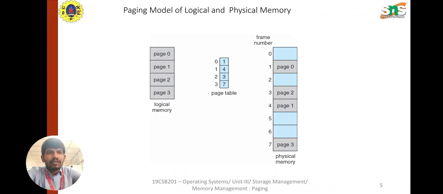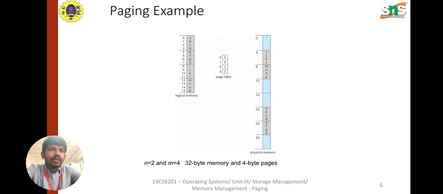Paging model of logical and physical memory. In logical memory we consider different pages 0, 1, 2, 3, and in physical memory the page table contains the frames 1, 4, 3, 7. So page number 0 is assigned to frame 1, page number 1 to frame 4, page number 2 is assigned to frame 3, and page number 3 is assigned to frame 7. This is the page table. So for the different pages, frame number 1 contains page 0.